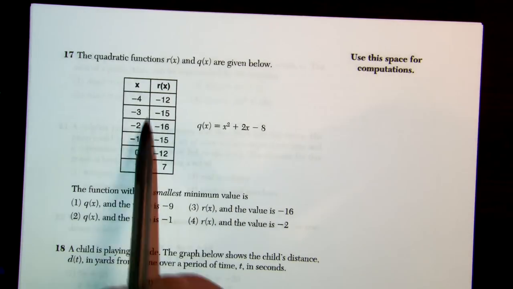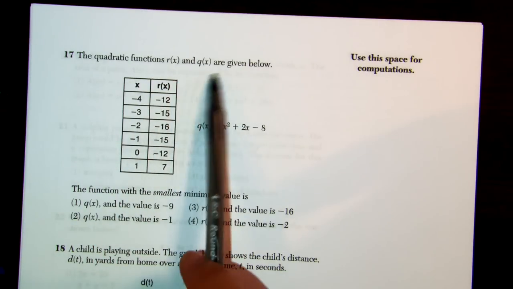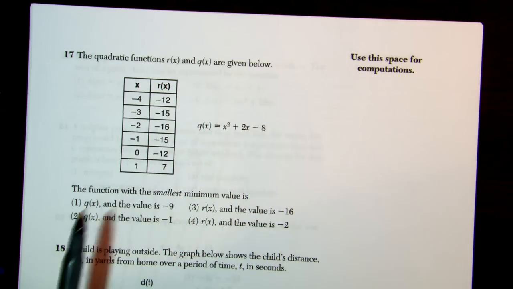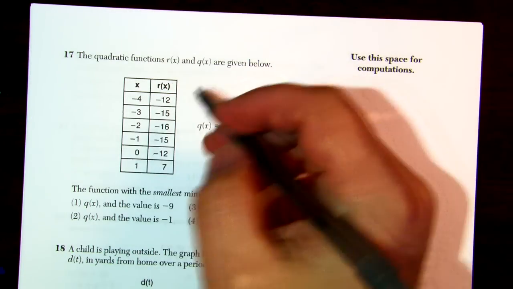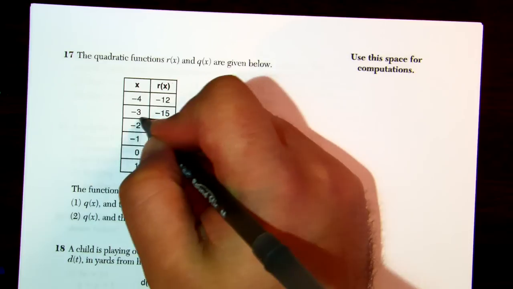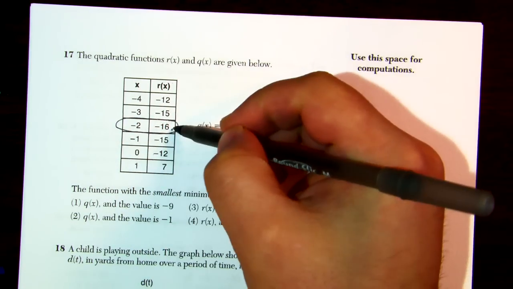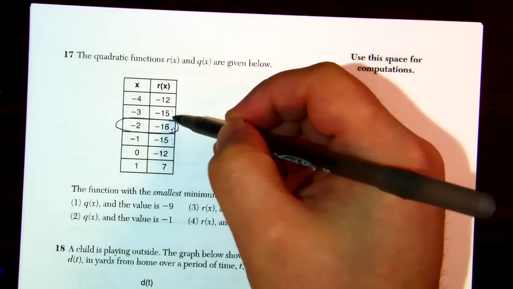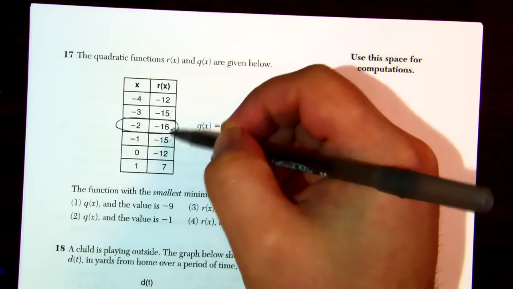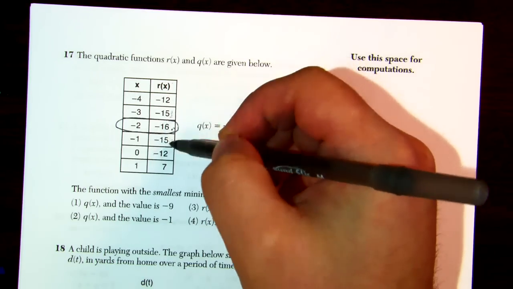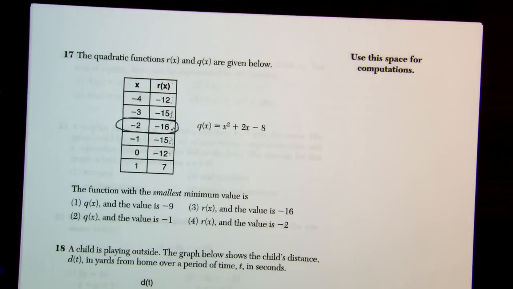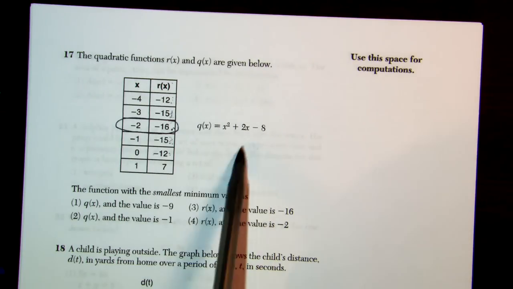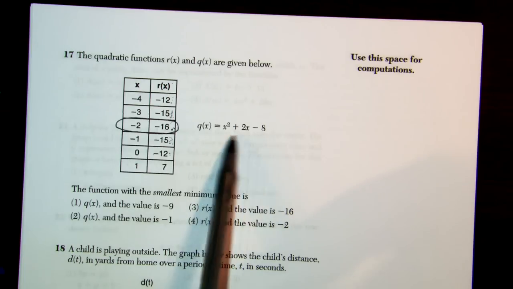(17) The quadratic functions r of x and q of x are given below. Which function has the smallest minimum value? So the smallest minimum value for r of x is right here at -16. And when I look at this, it looks like a quadratic as it is symmetrical. So we got the -15s that are surrounding the -16. Then you got the -12s. That shows me symmetry. So it's probably going to be a parabola. We know we get parabolas from quadratic equations.